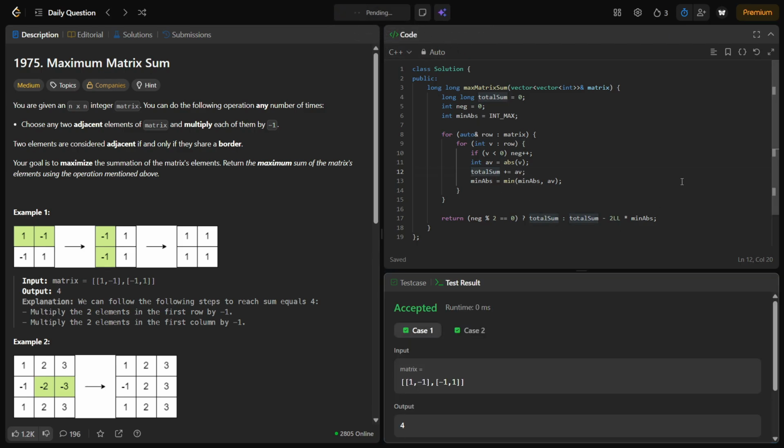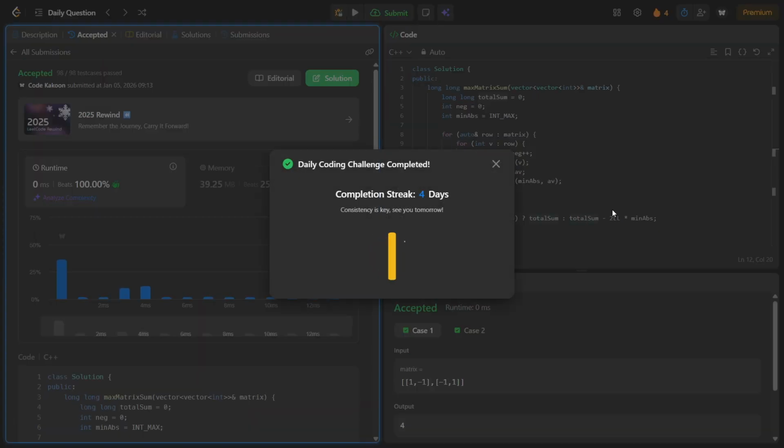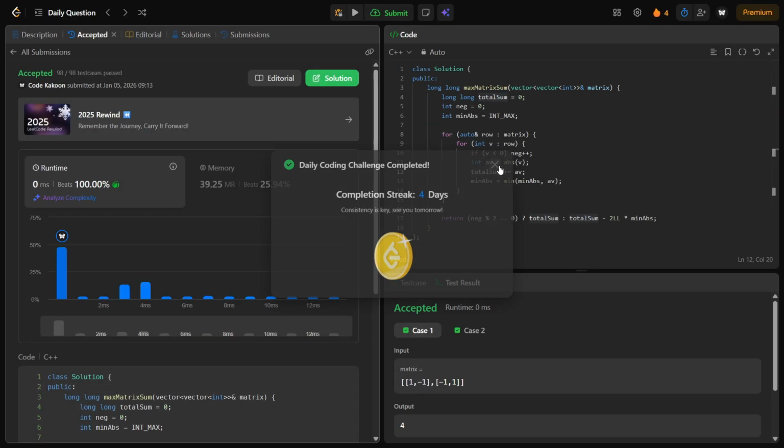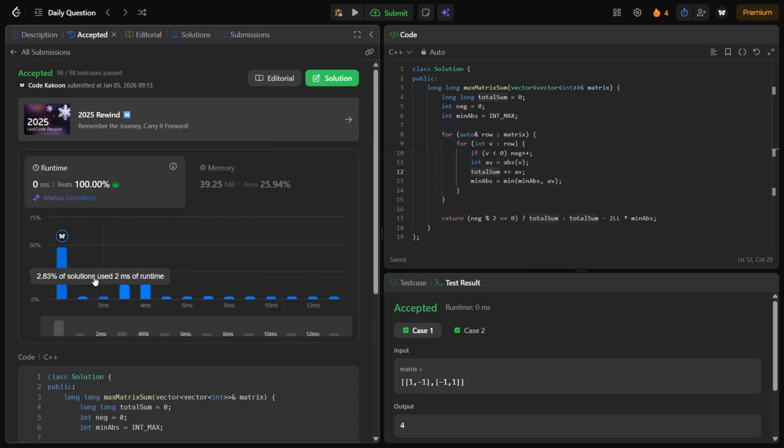Let's submit the code. Okay, we got 0 millisecond. Beautiful. The time complexity here is O(N square), a square matrix with traversal of every element. And space complexity is O(1), just simple numbers.